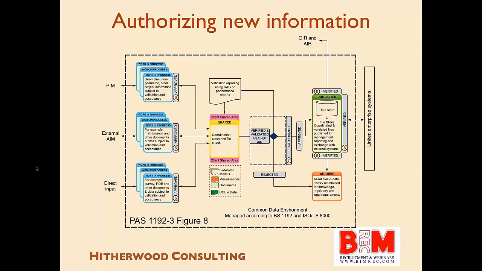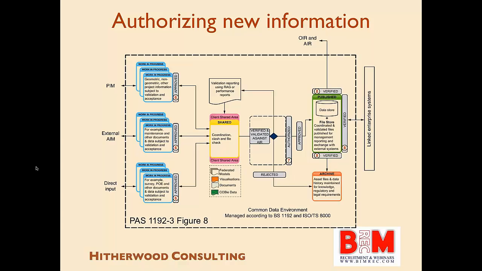We've developed it again slightly differently for PAS1192 Part 3, so it makes more sense from an asset point of view, but let me just talk you through the key features of it. On the left-hand side, we have the blue squares of work in progress. These are areas in the common data environment where individual contractors and works teams can collect and assimilate their own information as they're going through their contract.